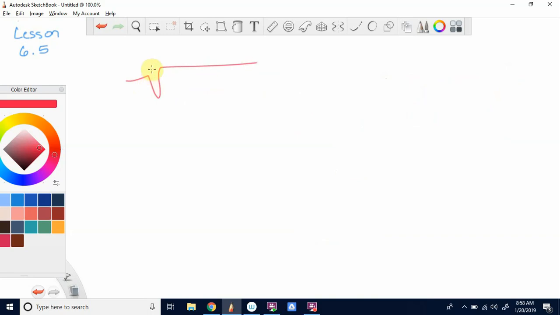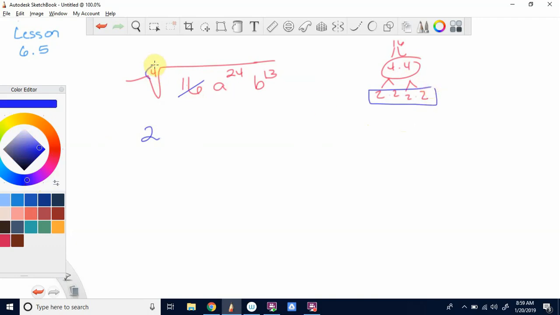B tells us we have the 4th root of 16, a to the 24th, and b to the 13th. We can break it down into separate ones if we wanted to. What is the 4th root of 16? Well, 16 breaks down to 4 times 4, right? It doesn't have to be prime. I need 4 of them, so this breaks down to 2, 2, 2, 2. So 2 to the 4th. That means I can take 1 two out, because 16 is equal to this, and I need 4.